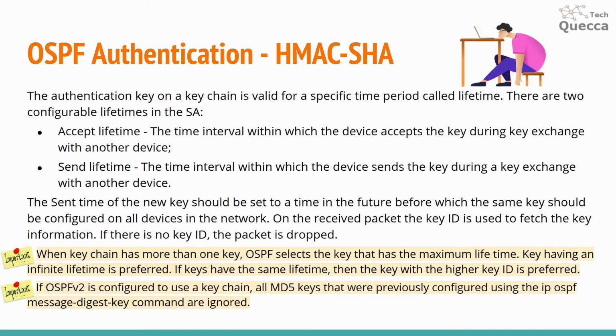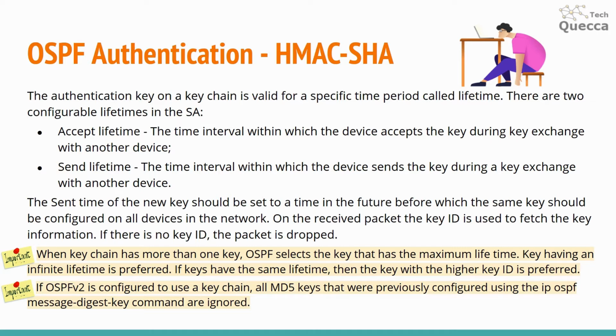The authentication key on a keychain is valid for a specific time period called lifetime. There are two configurable lifetimes in the SA. First one, accept lifetime, the time interval within which the device accepts the key during key exchange with another device. Second one, send lifetime, the time interval within which the device sends the key during a key exchange with another device. The send time of the new key should be set to a time in the future before which the same key should be configured on all devices in the network.